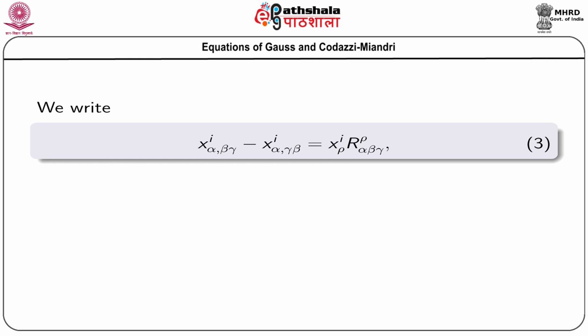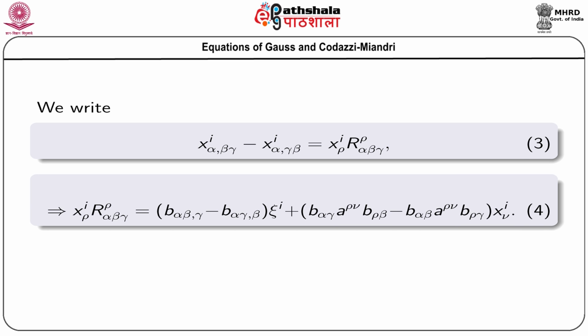Now, if we write x I alpha comma beta gamma minus x I alpha comma gamma beta, as we have taken the second order tensor derivative and we are taking the difference of that, a curvature tensor will evolve, and this will be equal to x I rho r rho alpha beta gamma. So, putting the value in the left hand side, we get x I rho r rho alpha beta gamma equals the expression on the right hand side.